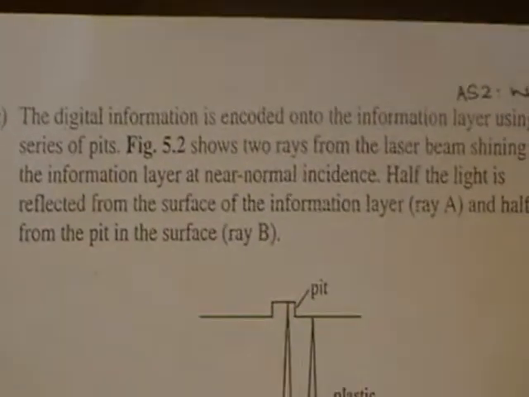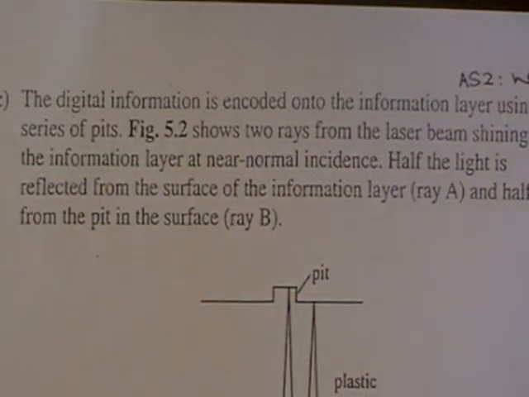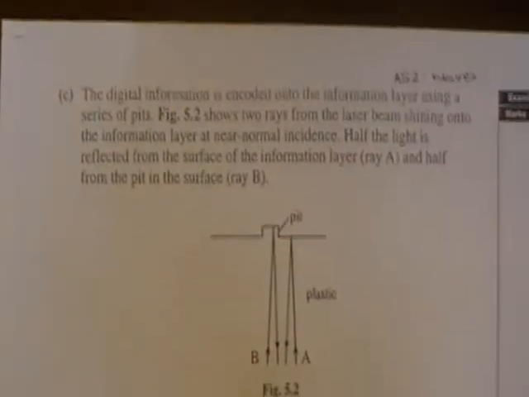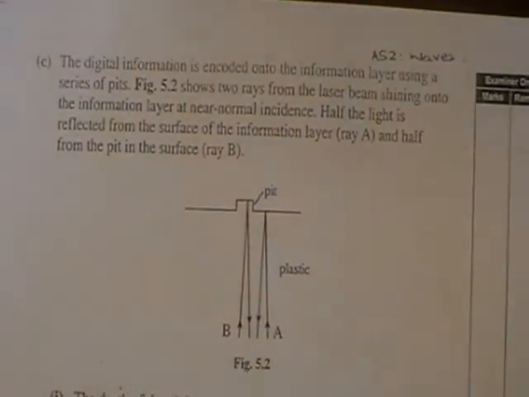Part C. The digital information is encoded onto the information layer using a series of pits. Figure 5.2 shows two rays from the laser beam shining onto the information layer at the near normal incidence.